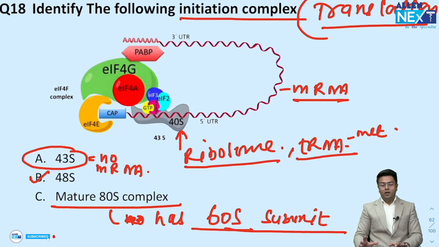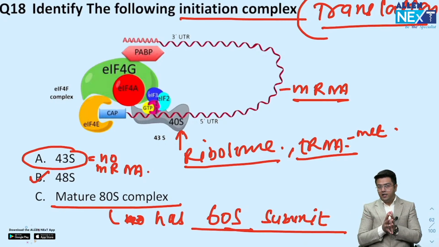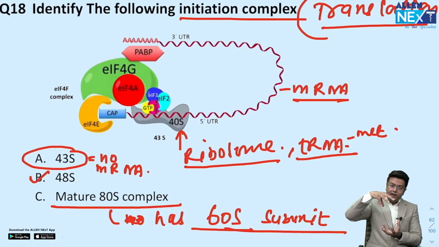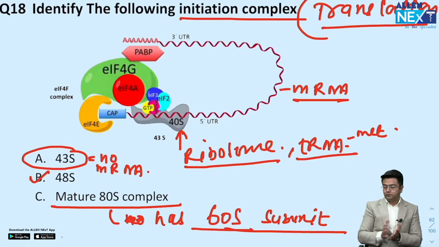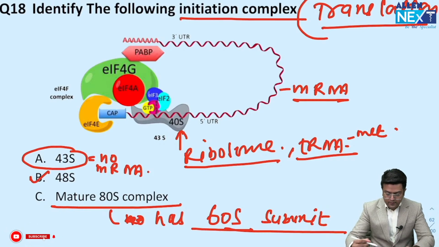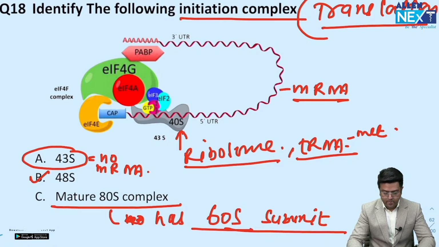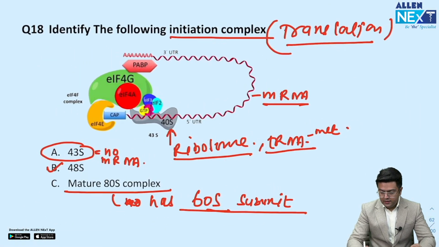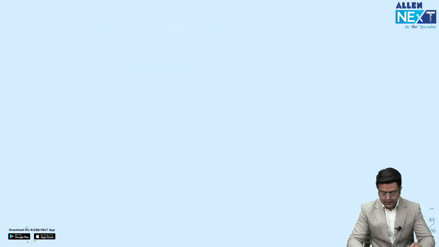Simplifying it again. Initially the 40S binds with the tRNA with methionine and some factors. That is called the 43S complex. Then mRNA binds, that's called the 48S complex. Then the larger subunit of ribosome also binds, that is called the 80S complex, right? So that is your initiation complex. Clear guys? Let's move ahead, okay?